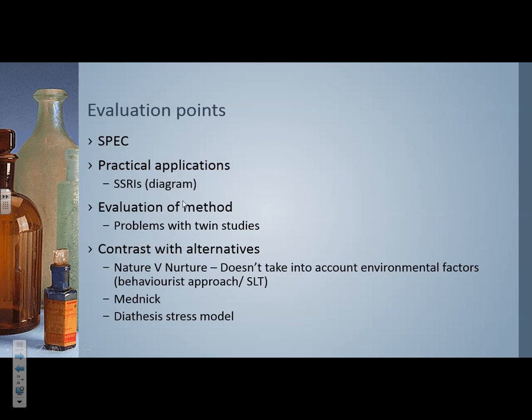So nature versus nurture. The biological approach only considers nature. The different examples you could use: the behaviourist approach or social learning theory to illustrate that the biological approach doesn't take into account environmental factors. You could use Mednick to show that whilst biological factors are important, you are most vulnerable to criminal behaviour when it's an interaction between nature and nurture, and the same with the diathesis stress model. The diathesis stress model says the best way to predict human behaviour is an interaction between nature and nurture.